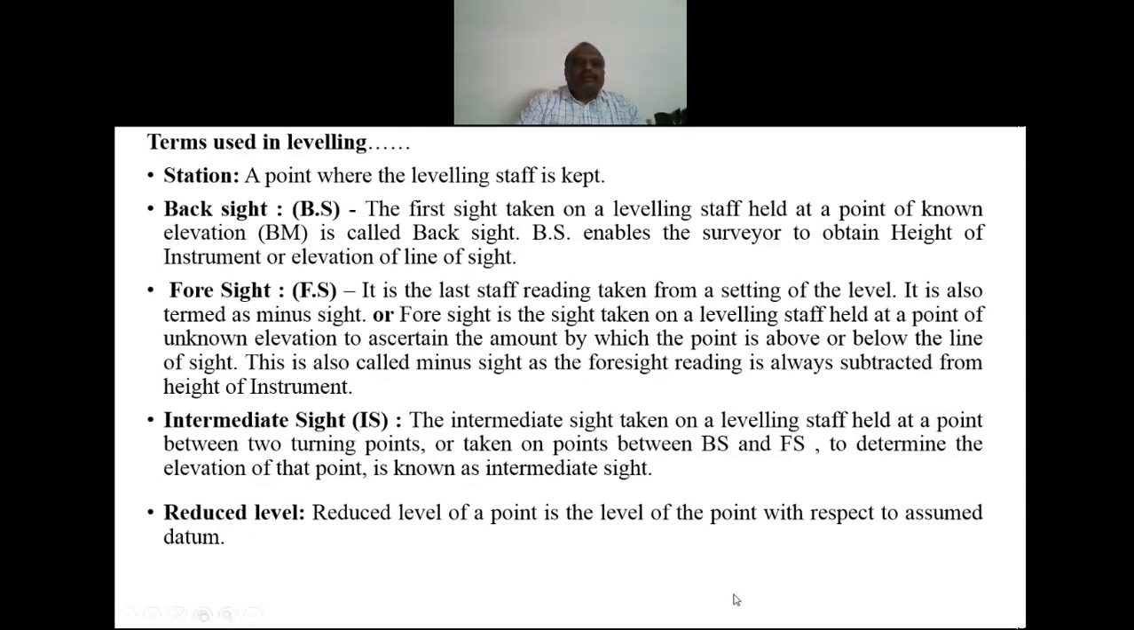The definition of intermediate sight: a sight taken on a leveling staff held at a point between two turning points, or points taken between backsight and foresight to determine the elevation of the points, is known as intermediate sight. What is reduced level? Reduced level of a point is the level of the point with respect to assumed datum.